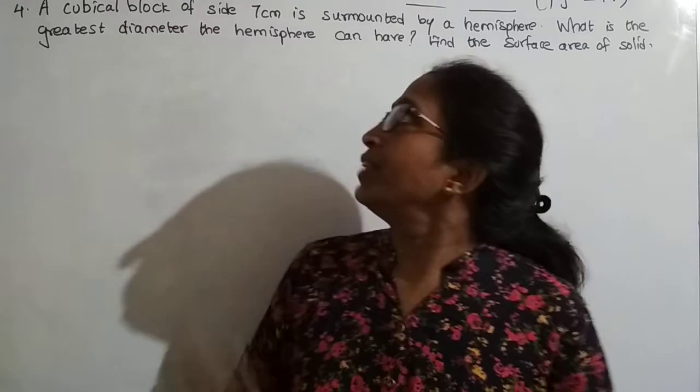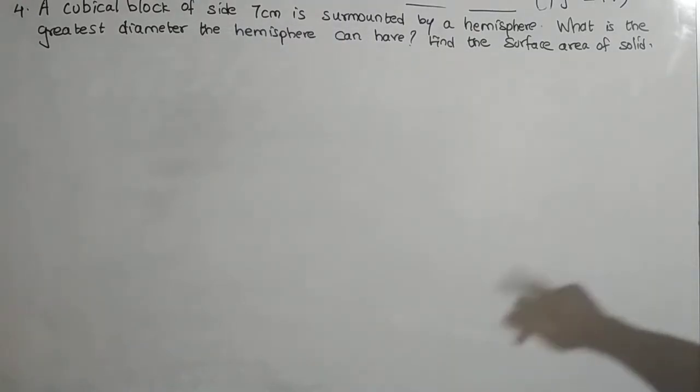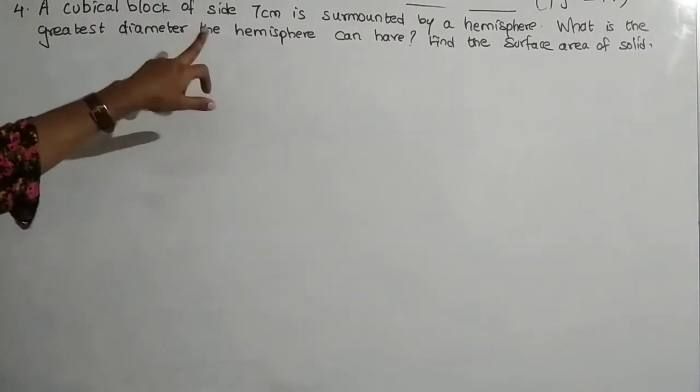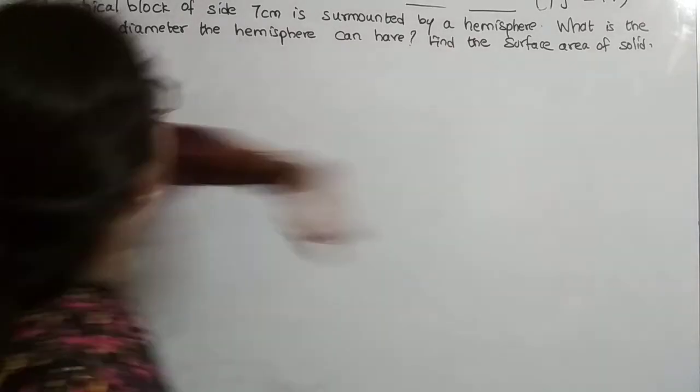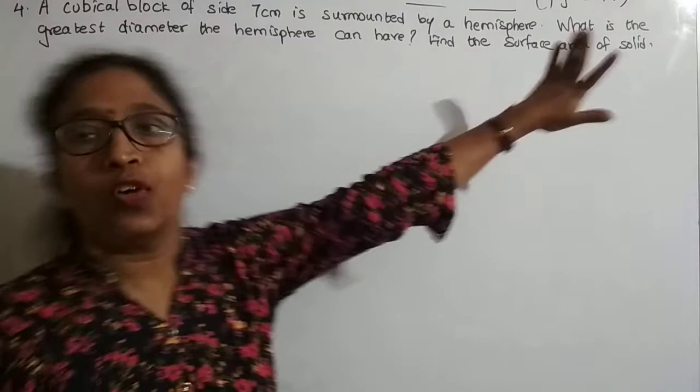Yes, we start with the next fourth sum, that is surface area and volume. The sum is: a cuboidal block of side 7 cm is surmounted by a hemisphere. What is the greatest diameter the hemisphere can have? Find the surface area of the solid.